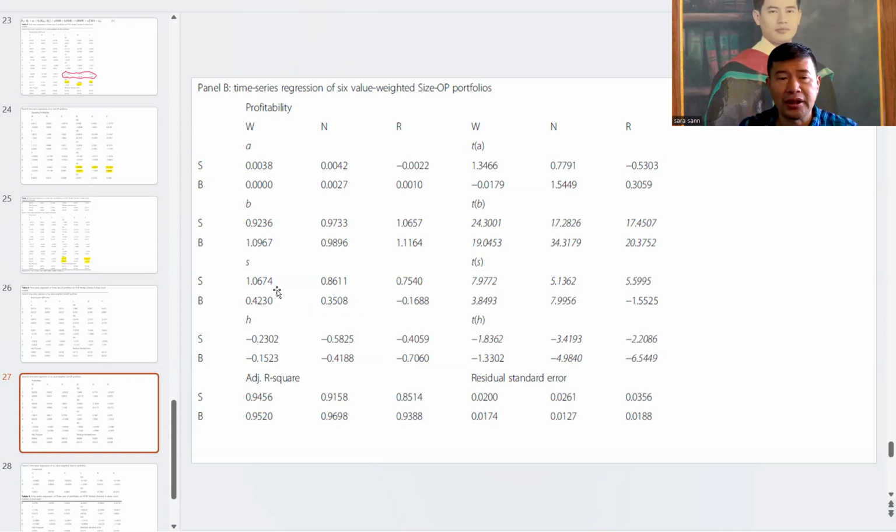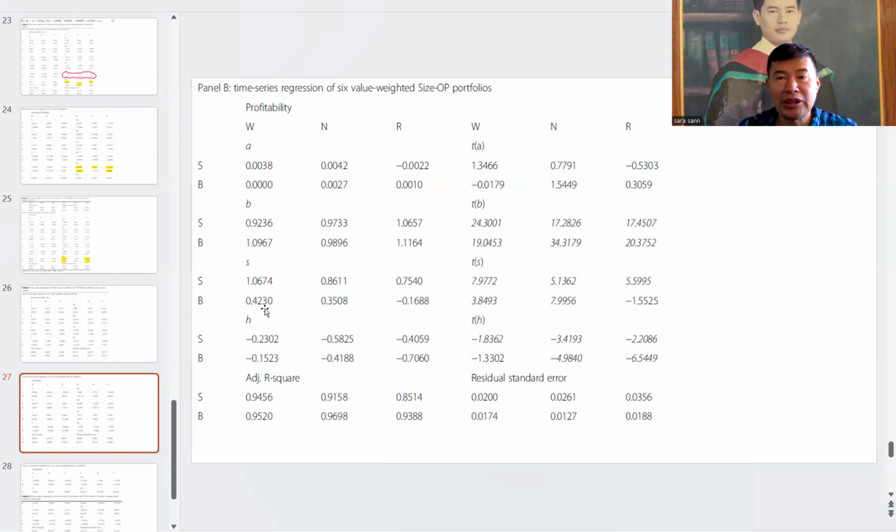Pick the good one, okay? 106, yeah, this one. If you select the portfolio based on size to return on equity, you should select the size to weak or low return on equity, small size, low return on equity, because it gives you the excess return 107%.